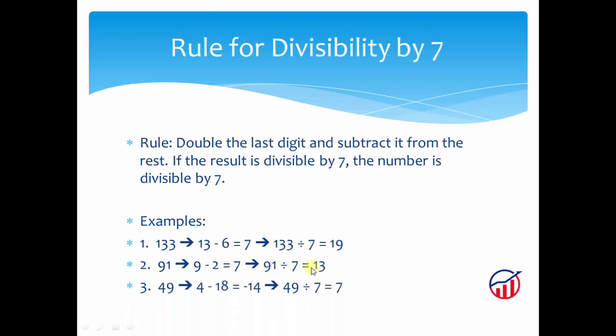Let's check out the last example in this series. 49 over here. So what are you going to do? Double the last digit. 9 twos are 18. So here you are left with the number 4. So 4 minus 18 is negative 14, but irrespective of the sign, the number is divisible by 7. Hence the entire number 49 is divisible by 7.